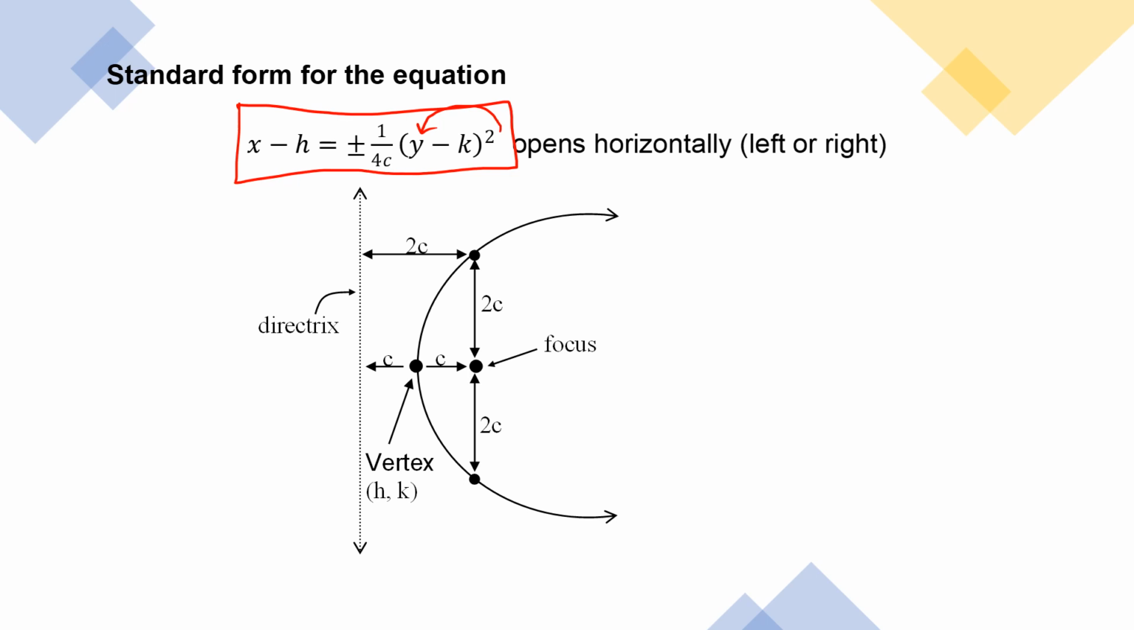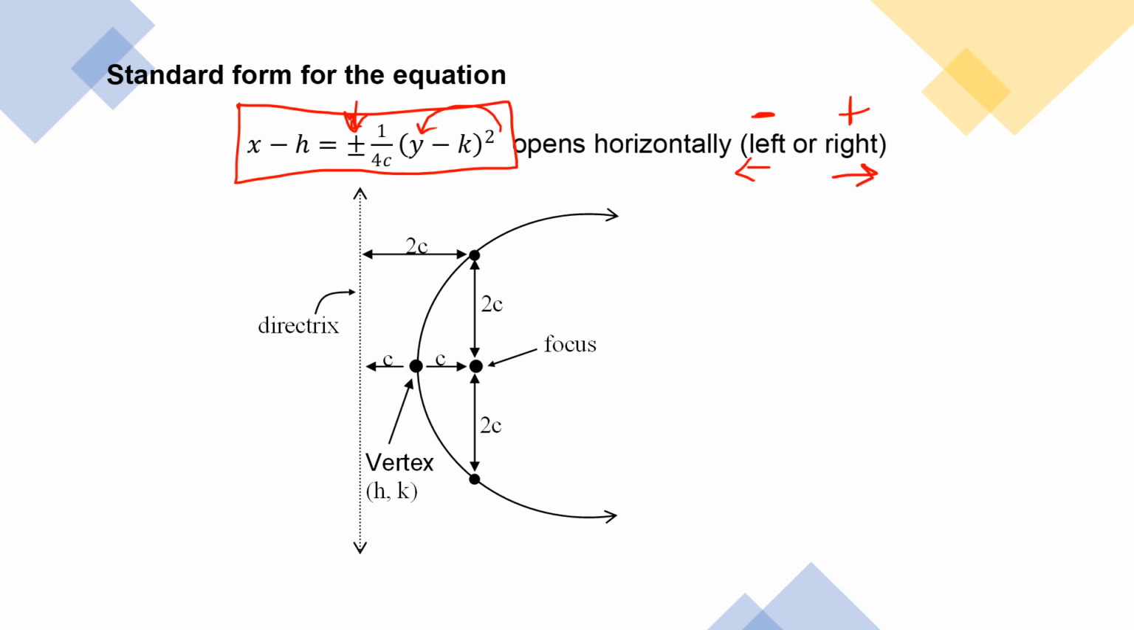And we're going to determine whether it opens left or right. How do I know if it's going to open left or right? I'm going to look at the value of my coefficient. So notice here, I have a plus or minus. If I have a negative coefficient, that's going to cause me to open to the left. Okay. If I have a positive coefficient, that's going to cause me to open to the right. Kind of makes sense, right? What numbers are to the left? Negative numbers. What numbers are to the right? Positive numbers.